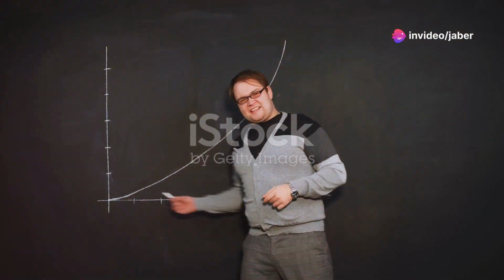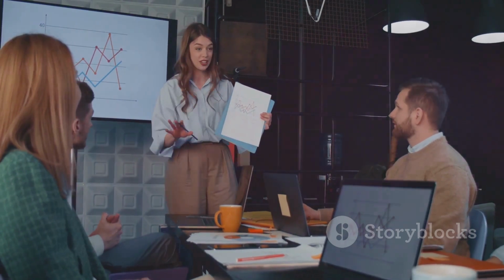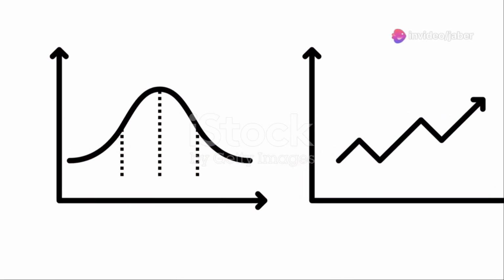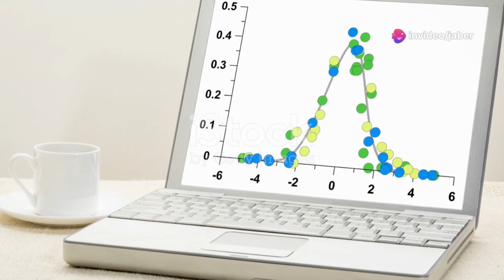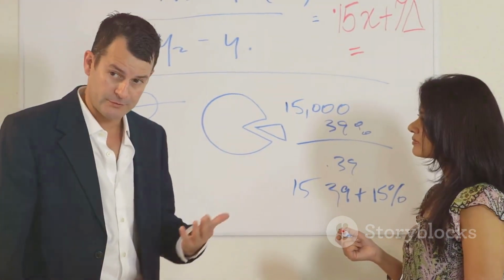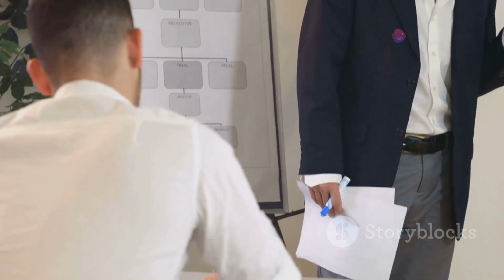Every bell curve has a unique story to tell. Two key characters in this fascinating story are the mean and standard deviation. The mean, often represented by the Greek letter mu, marks the center of the distribution. It's the average value around which the data congregates and clusters. The standard deviation, denoted by the Greek letter sigma, measures the spread or dispersion of the data.